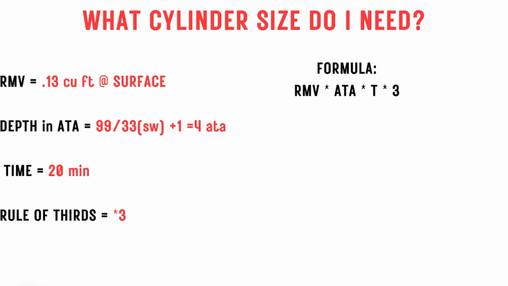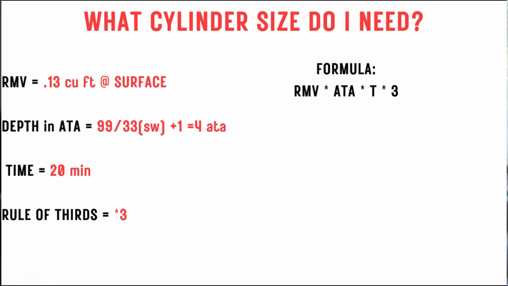For this dive, we'll do 99 feet. And remember to convert this to ATA. We'll take our planned depth of 99 and divide it by 33 in salt water, and then add 1 for the pressure of the surface. Remember, in salt water, we're dividing by 33, and in fresh water, we're dividing by 34. Number 3, time of dive with no deco. So for 99 feet, we'll be 20 minutes. And number 4, our rule of thirds. You'll need to take the total of the first 3 and multiply that by 3.